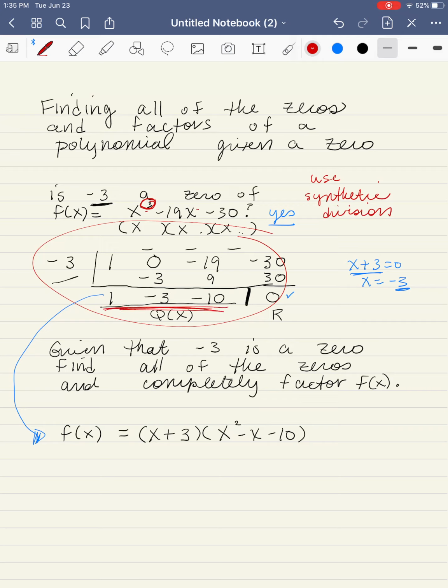Is -3 a zero? And we saw yes, it was. But if I want to completely factor, what I have to do is take the quotient here and solve that equation. And we see that that is a quadratic equation, x squared minus x minus 10. So from here we can use quadratic methods, and we can see what the two factors of x squared minus x minus 10 are. So go ahead and factor that.